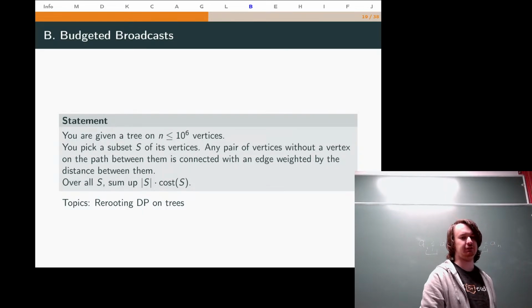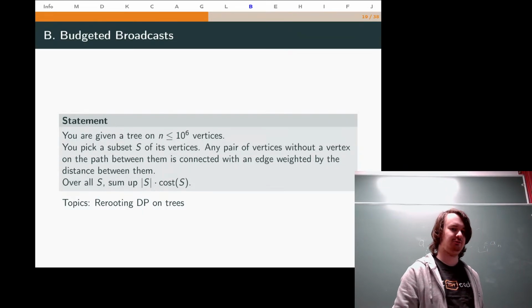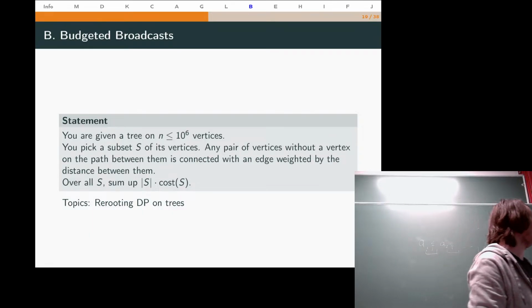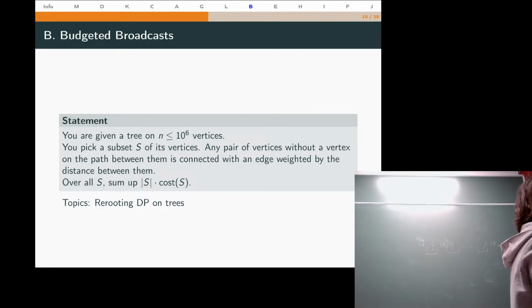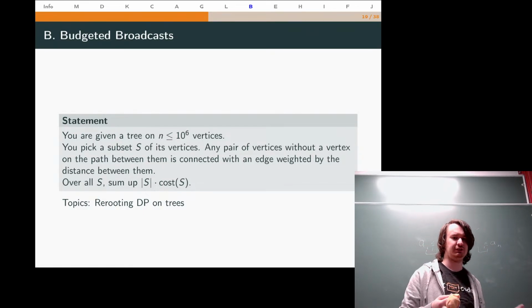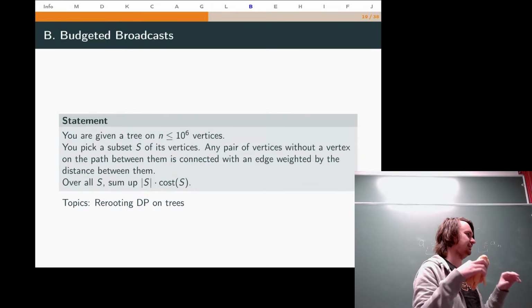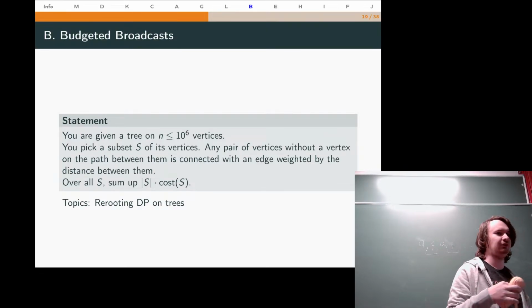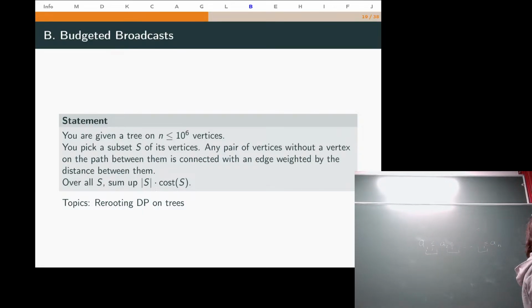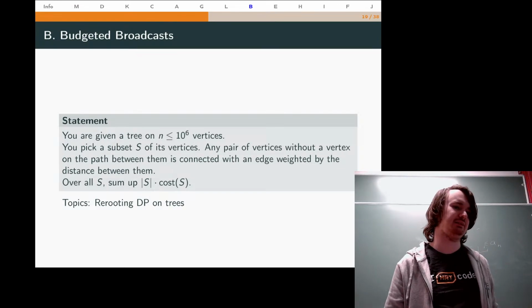In problem B, we are given a tree on 1 million vertices, and we are asked to pick a subset of the vertices of this tree. When we pick this subset, we directly connect any pair of vertices that don't have another vertex on the path between them in the original tree, and the weight of this new connection is exactly the weight of the path connecting them. After that, we are asked to sum over all possible subsets the size of the subset times the cost of picking this subset.